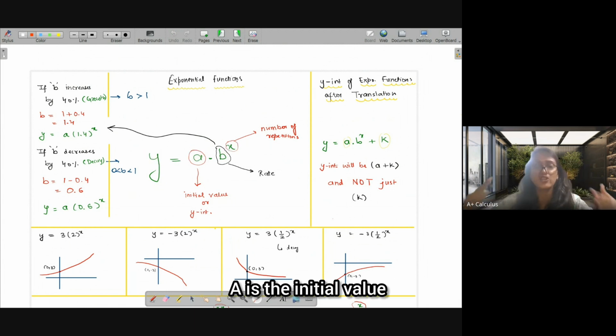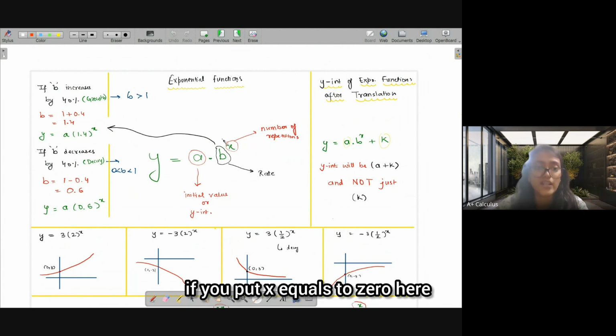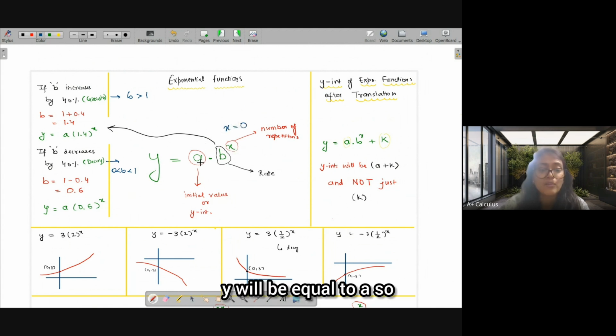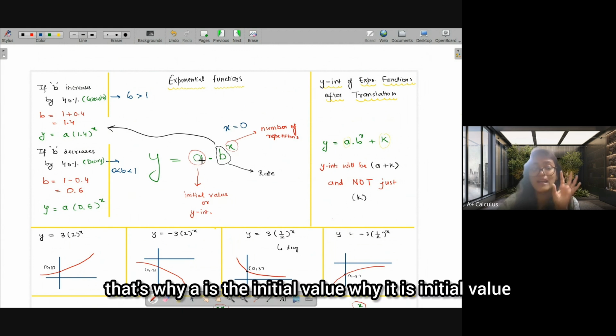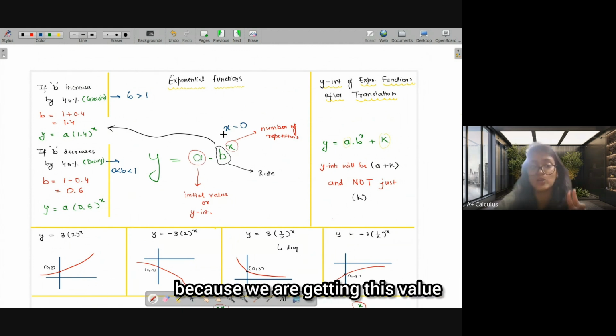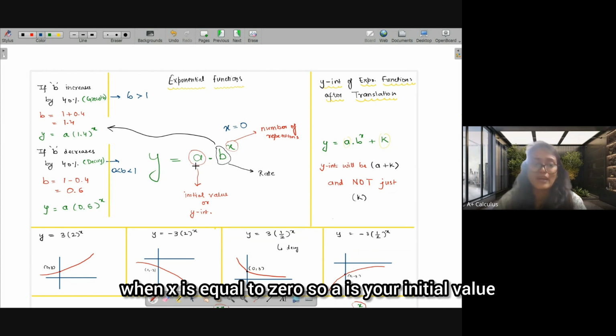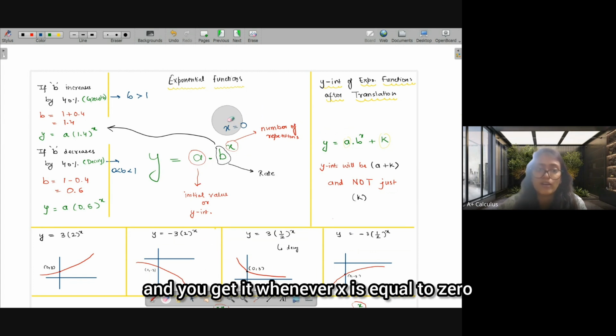a is the initial value of y. That means if you put x equals 0 here, then y will be equal to a. So that's why a is the initial value. Why is it the initial value? Because we are getting this value when x is equal to 0. So a is your initial value and you get it whenever x is equal to 0.